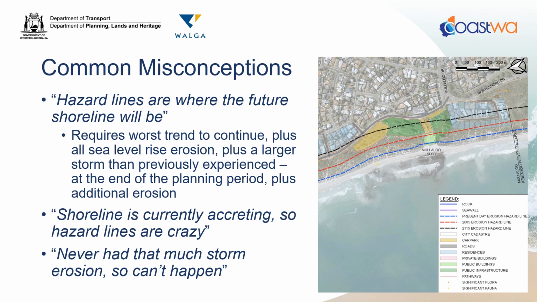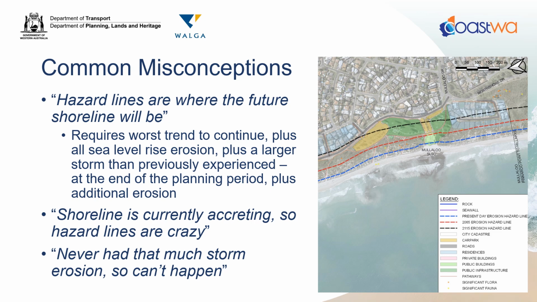You might also hear statements such as, "the shoreline's currently accreting, so the hazard lines are crazy." Well, as we discussed before, the largest component of those hazard lines is the sea level rise component, and that really comes into fruition later in the planning period. So the shoreline may be accreting at the moment. That doesn't mean it's always going to accrete into the future, and there'll come a time when it will flick to an erosive trend.